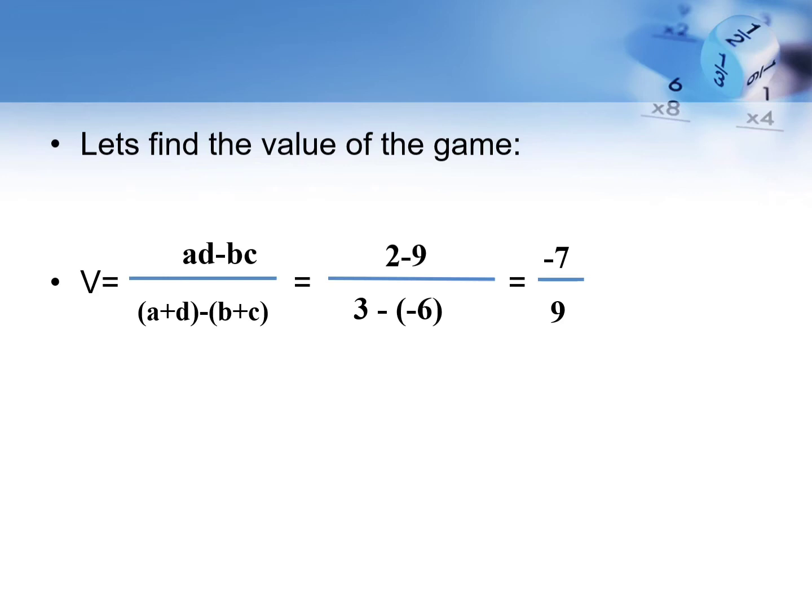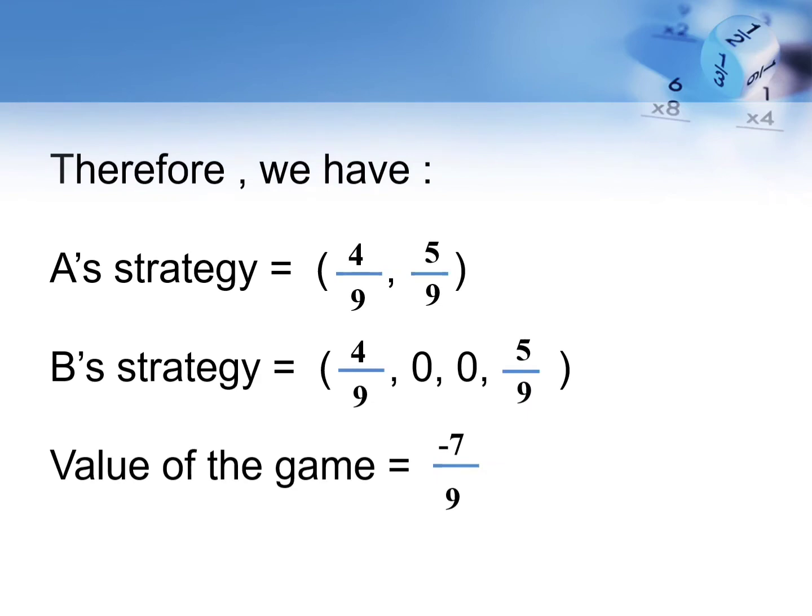After substituting the values, we get 2 minus 9 by 3 minus 3, which is equal to minus 7 by 9. Therefore, we have A strategies, that is 4 by 9 and 5 by 9. And B strategy is 4 by 9, 0, 0, 5 by 9. Here, zeros represent the values for B2 and B3. Then, the value of the game is minus 7 by 9. Hence, we get the 2 into 2 matrix values and the strategies to be selected.